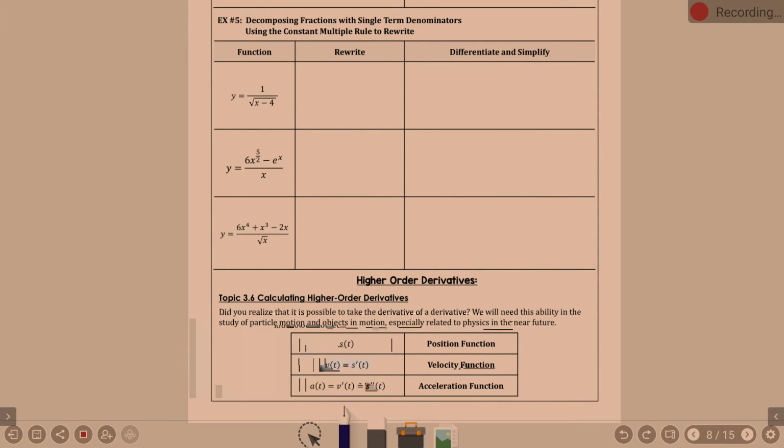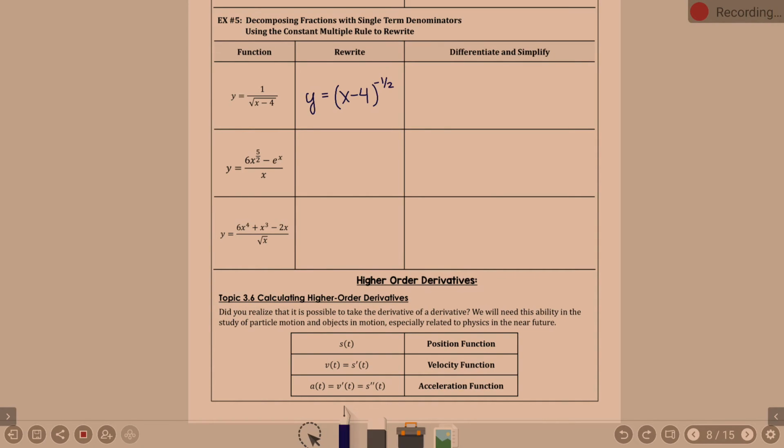So the idea here is, how can I rewrite this when I just have that denominator? Another way to say 1 over the square root of x minus 4. I was thinking x minus 4 to a power. X minus 4 to what power? Negative 1/2, yes?